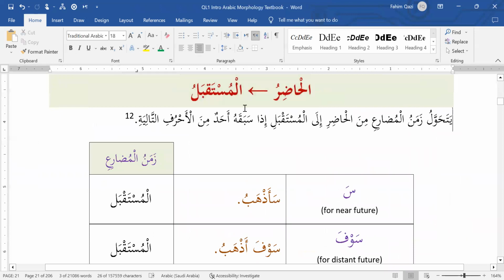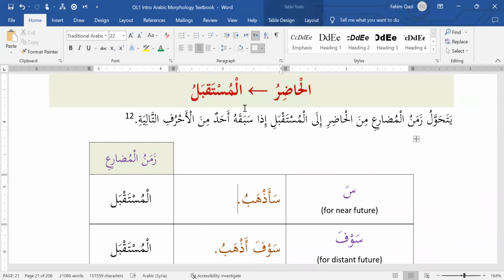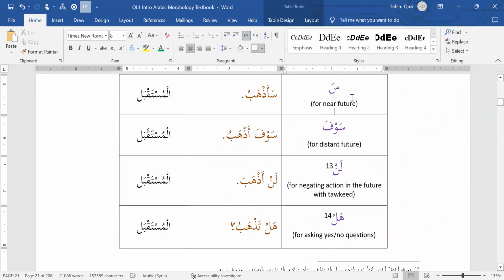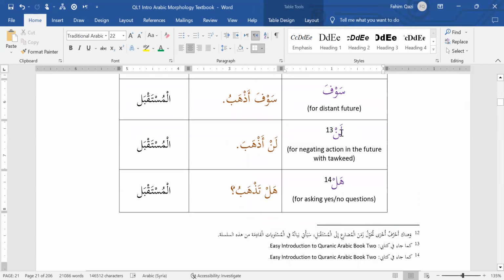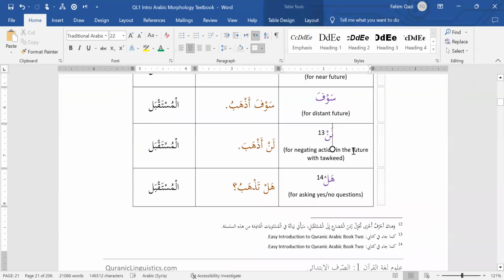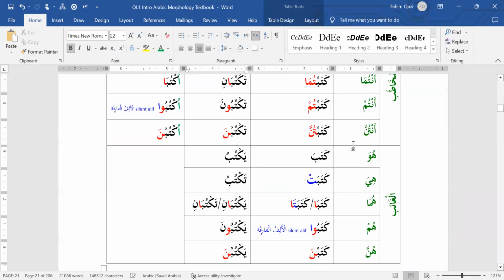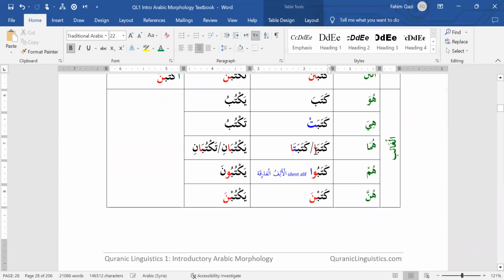Al-hadir to al-mustaqbal. When does the time of the present verb switch from present to al-mustaqbal, which is future? If you have some of these particles, there's more, and we will study them in grammar, but if you have sa or sawfa or lan or hal, then the time switches to future. And this is not all, by the way. There are other things that can also cause a switch in time for mudari. We'll study those more in other levels in this series, inshallah.